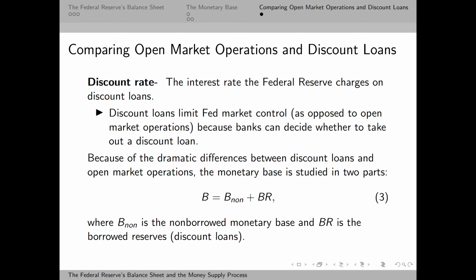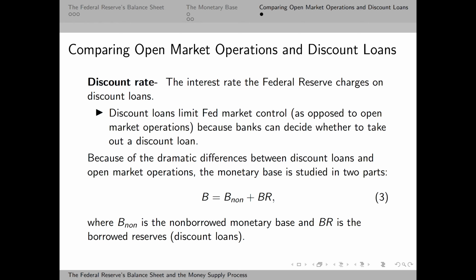Discount loans are loaned out at what we call the discount rate, which is just the interest rate the Federal Reserve charges on discount loans. And these loans limit Fed market control because banks can decide whether or not to take out a discount loan. So they're different from open market operations because they don't have the same amount of control.